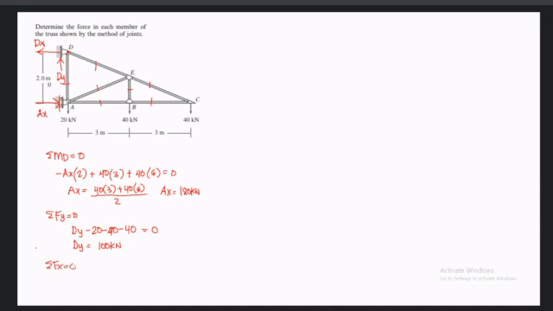And summation fx is equal to 0. So you have your DX, which is going to the left. That's why it is negative, and then positive AX is equal to 0. But your AX is 180. So lipat natin si DX dun sa kabilang side. So it will become DX is equal to 180 kilonewton.